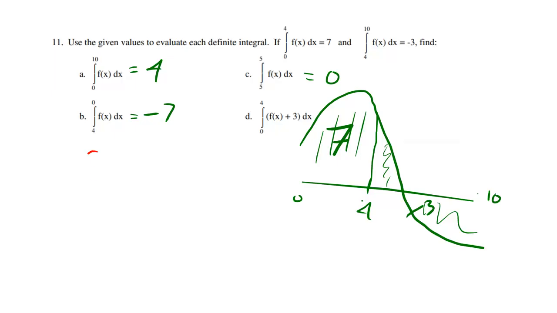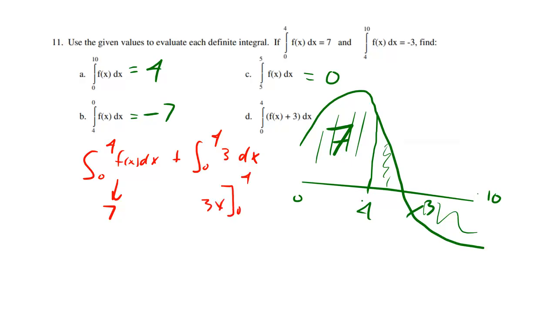And then part D here, I'll do that in red. We know the first one, this is the integral from 0 to 4 of f of x dx. We know that one's equal to 7. But plus the integral from 0 to 4 of 3 dx, which gives me 3x, plugging in the 0 and the 4, which just gives me 12. So it'd be 7 plus 12, which is 19.